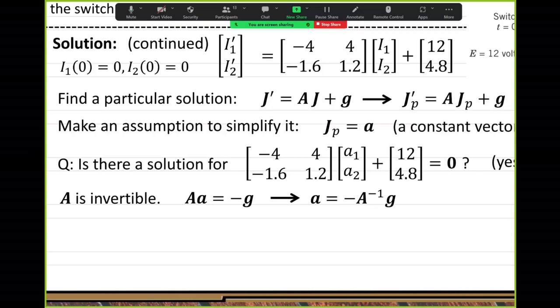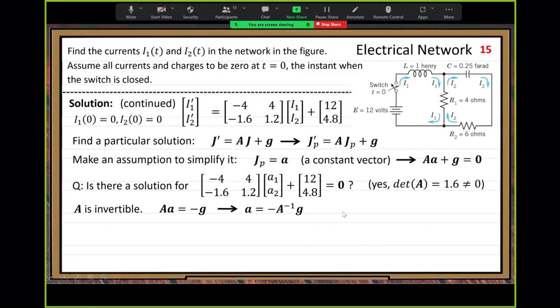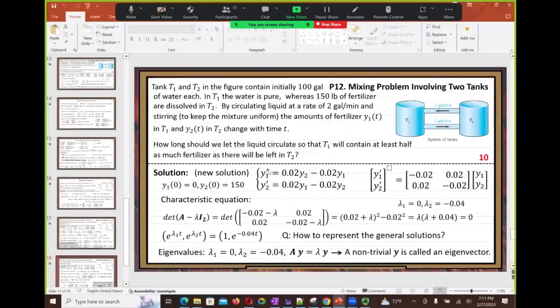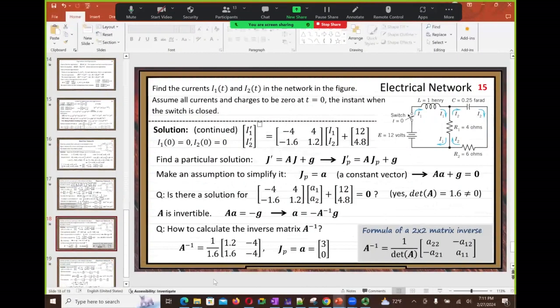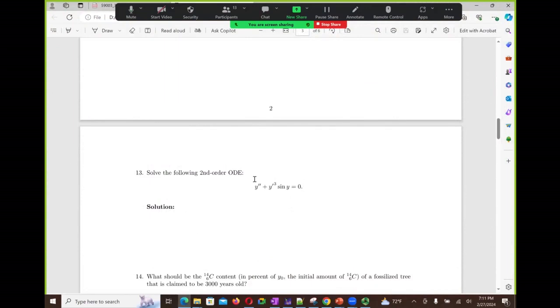And see if you are doing it the right way. All right. So here, let me end the slideshow. And go to question 13.